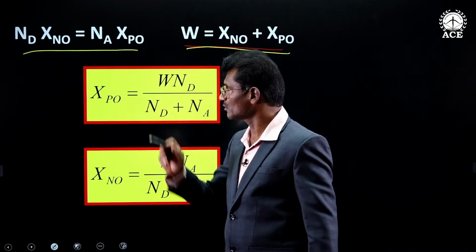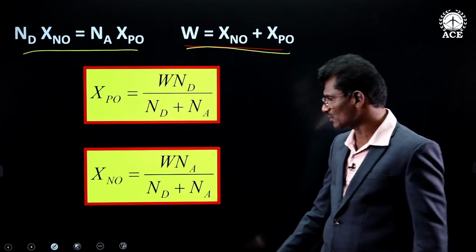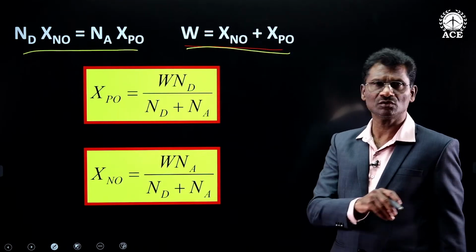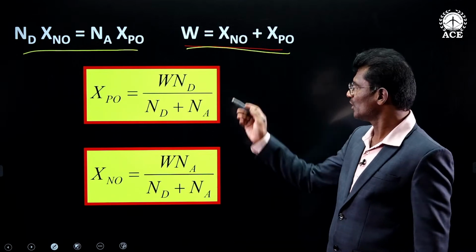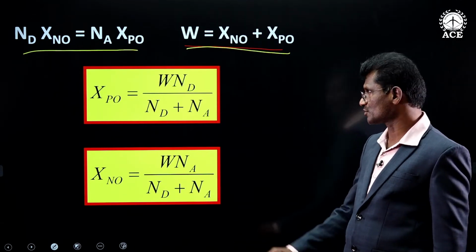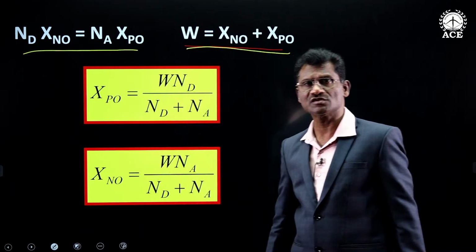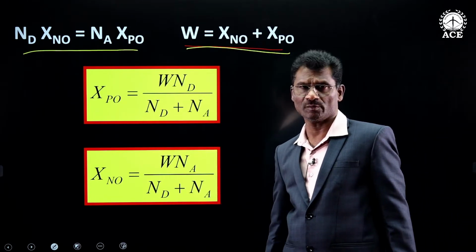What is Xp0? Penetration of depletion region into P side. What is Xn0? Penetration of depletion region into N side. W is the width of the depletion region. Nd and Na are donor and acceptor concentrations. That is, using these two equations, we can derive these two equations. These equations could be useful while solving numericals.